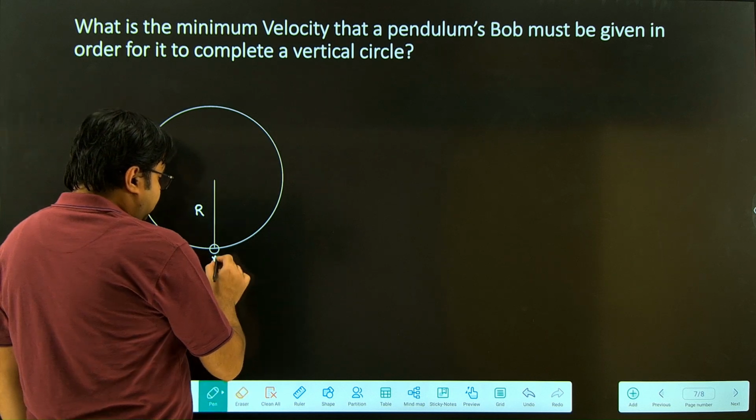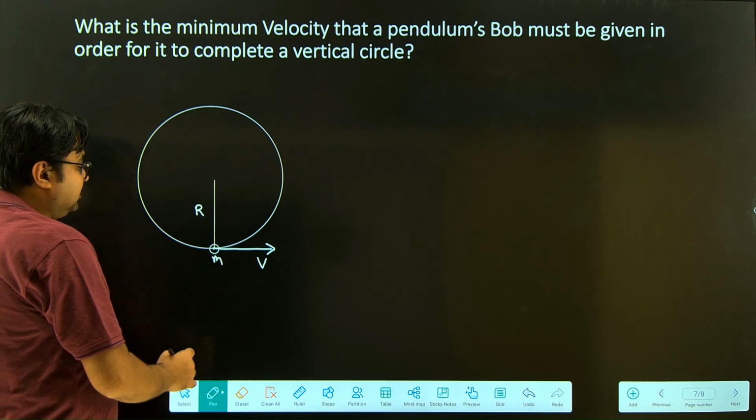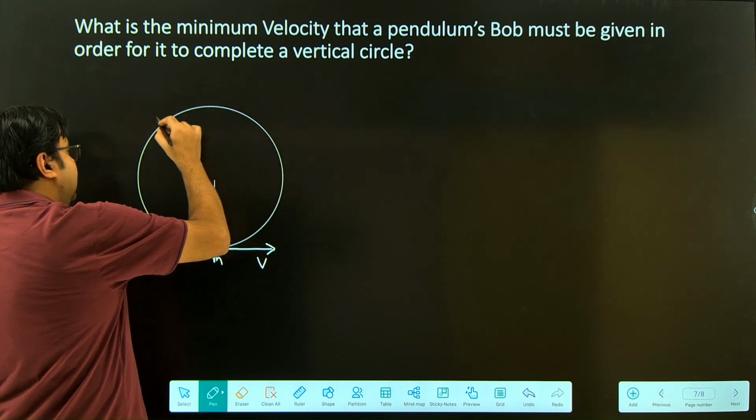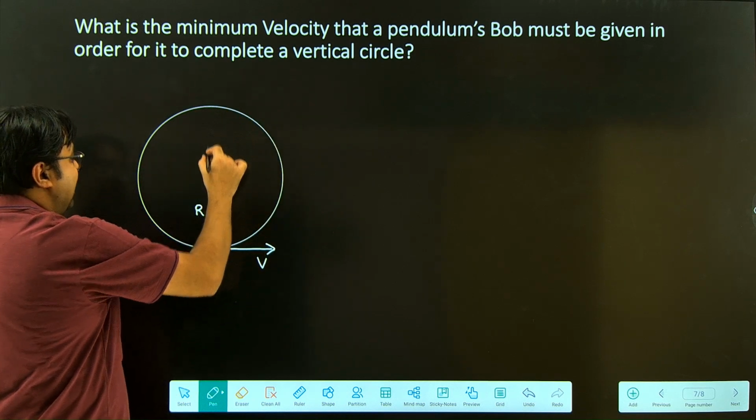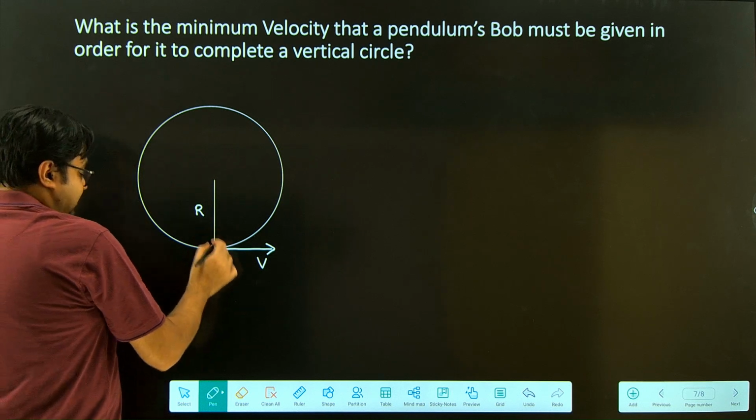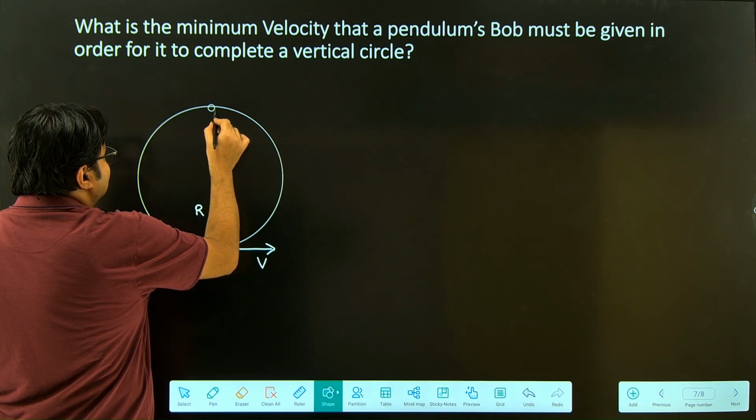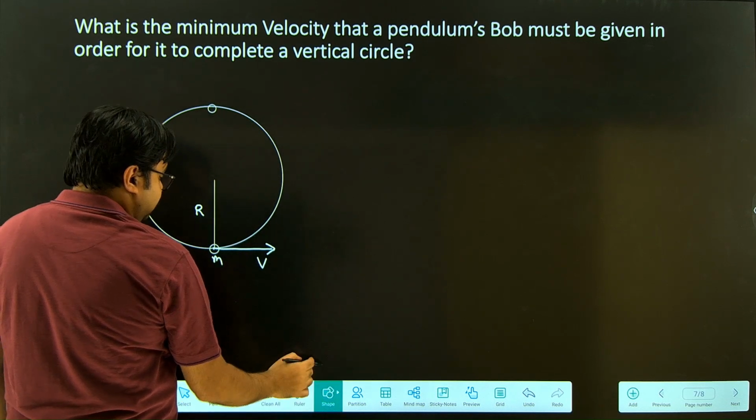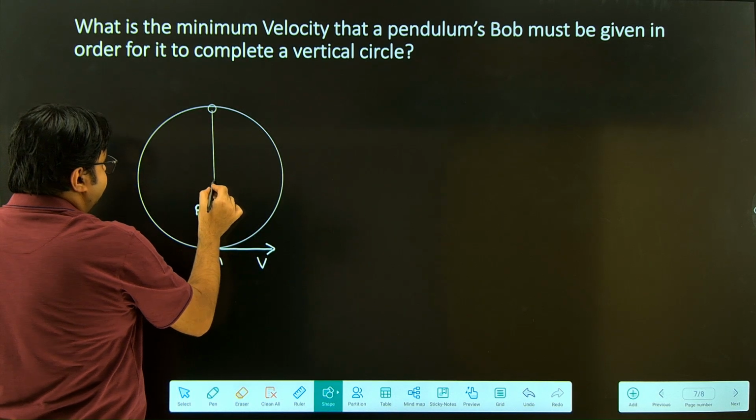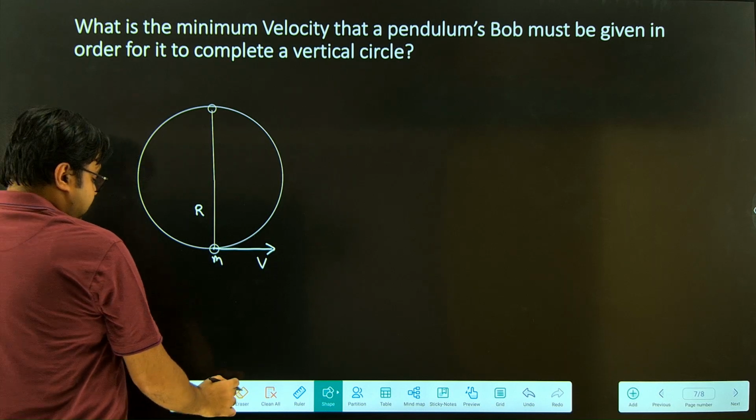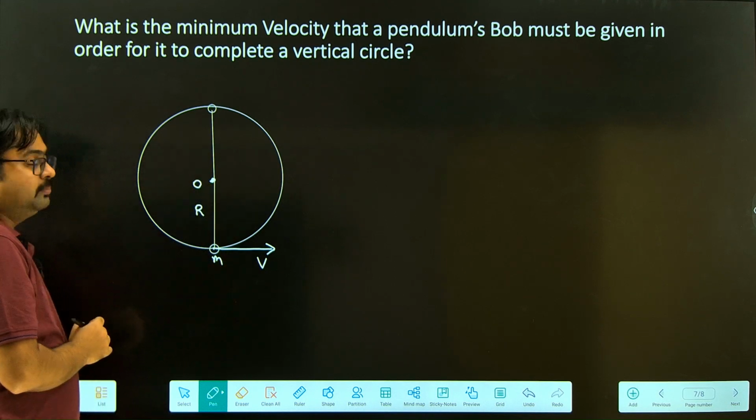So what you do now is give it a velocity. Let's give it a velocity v. This velocity makes it go up and just complete a vertical circle. If it is any lesser than this, it would go up, sag, and fall down. So now this particular bob has traveled to the topmost place. The thread is now this way. Well, of course, that's the center. Here is the center. I just marked the center. Let me call that center O.